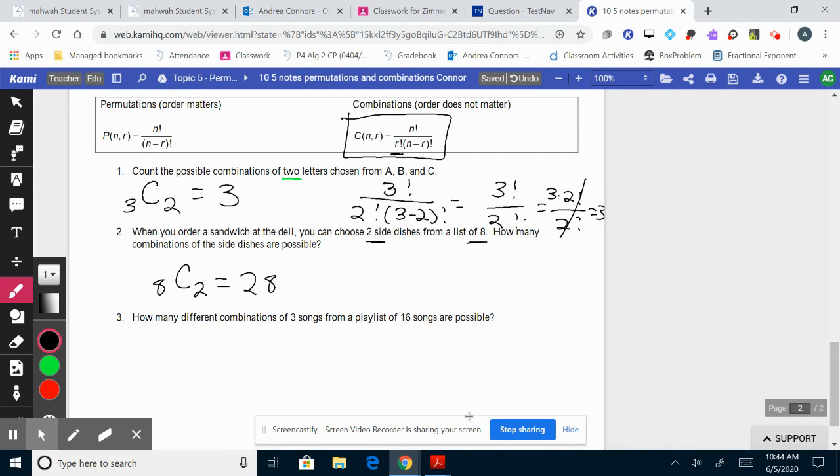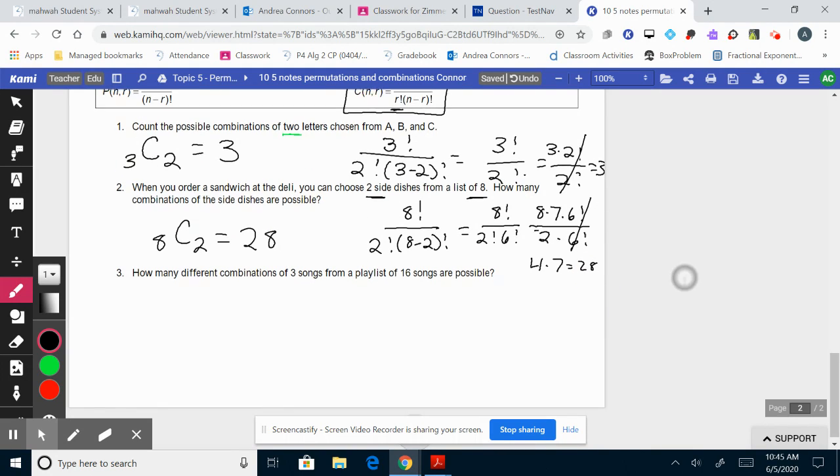And again, if you want to do it using your formula, it'd be 8 factorial all over 2 factorial times (8 minus 2) factorial. So you'd have 8 factorial all over 2 factorial times 6 factorial. And this would be 8 times 7 times 6 factorial all over 2, because 2 factorial is just 2 times 1, which is 2, times 6 factorial. Those cancel, and 8 divided by 2 is 4. 4 times 7 is 28. So just another way to do it.